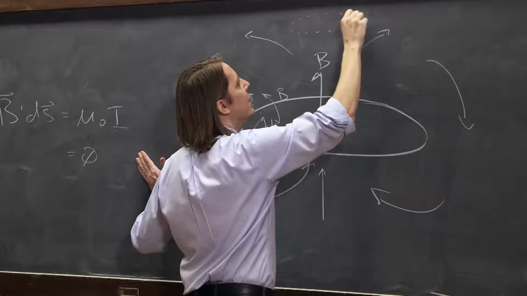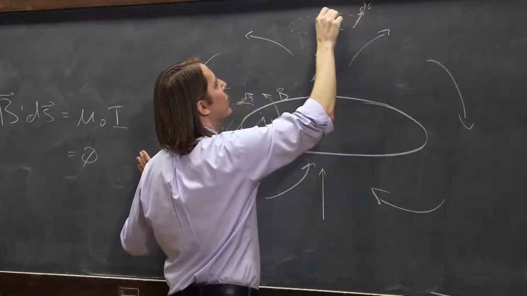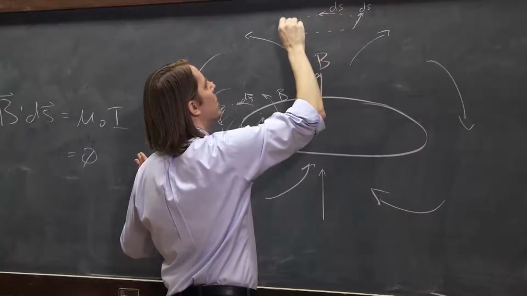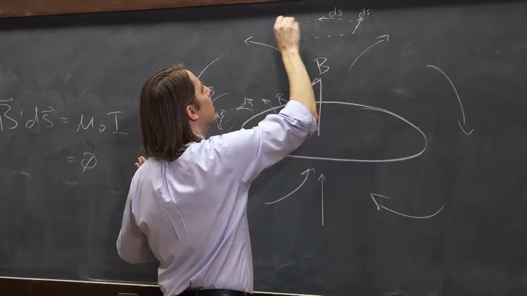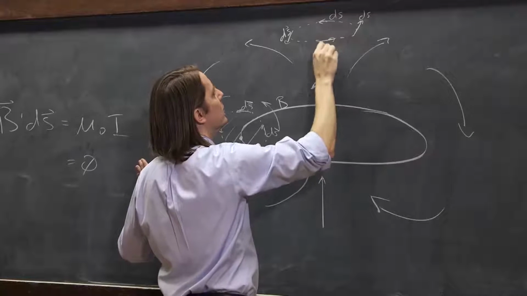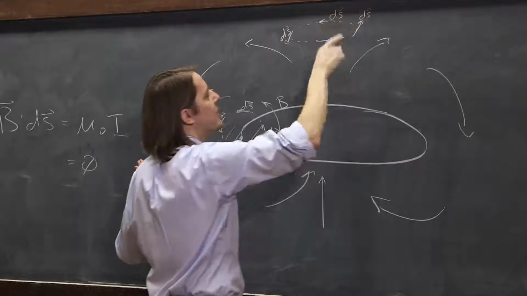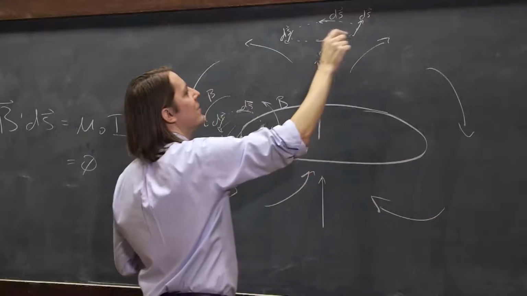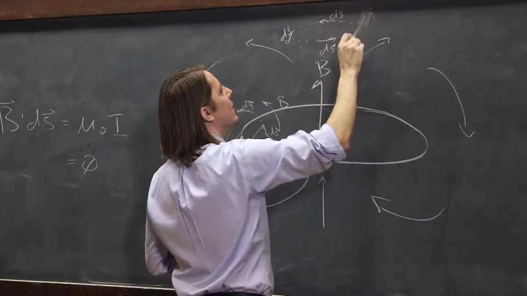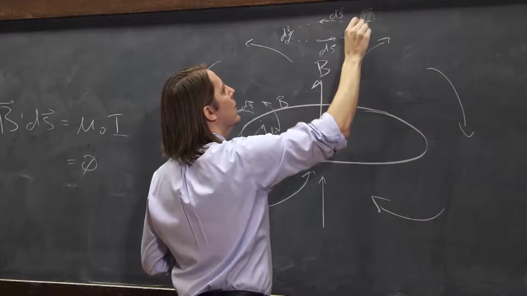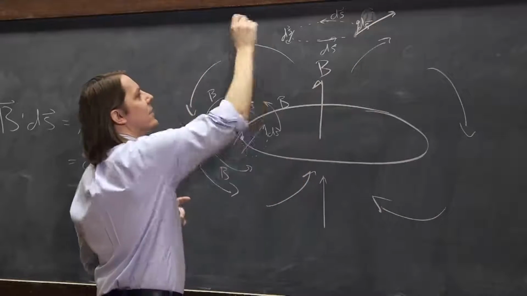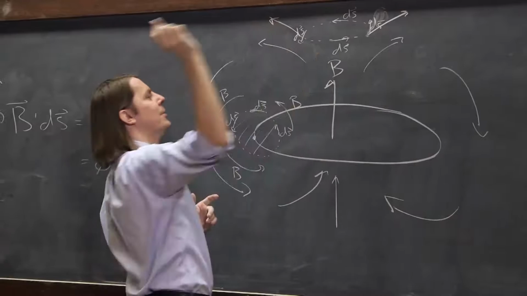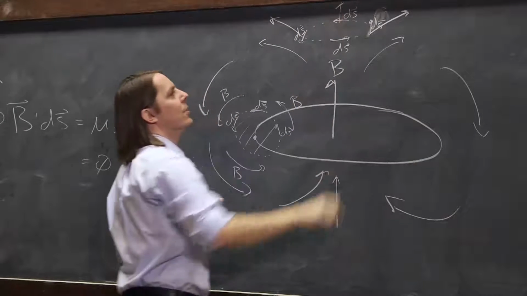Here, the ds is going into the board. Here, it's going along the back. Here, it's coming out of you. And then here, it's going that way. So you can imagine the ds doing that. What is the B field doing? The B field, in this case, it's always kind of like that, right? It's coming out like that. And here it's coming out of the board. And here it's going into the board.